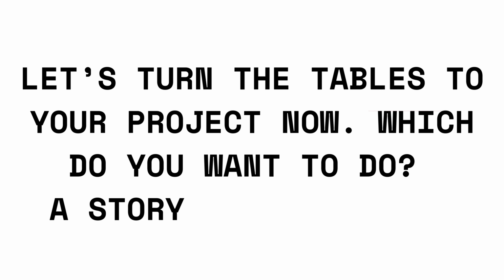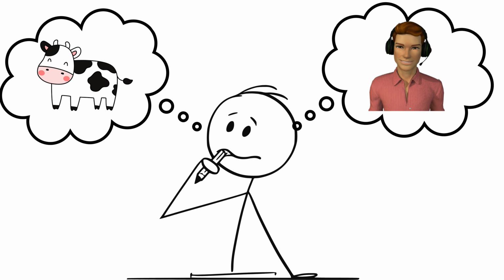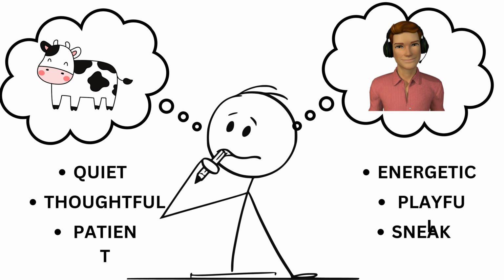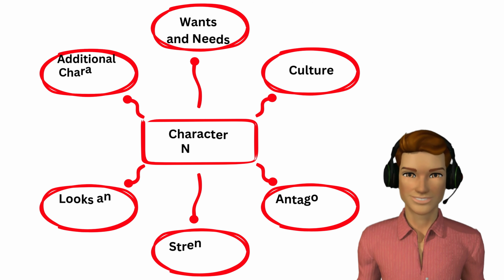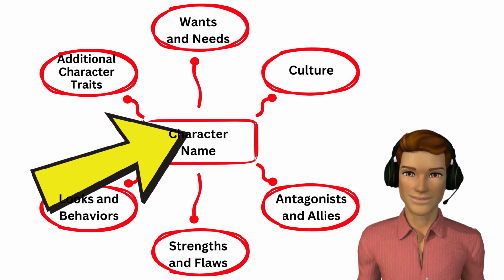Let's turn the tables to your project now. Which do you want to do? A story or a script? Now that you've decided that, can you think of 2 characters? Can you describe each character using traits, feelings, and actions? Use the character development sheet in ELA project-based Lesson 1 for support, as well as the character trait sheets. Don't forget to name your characters.